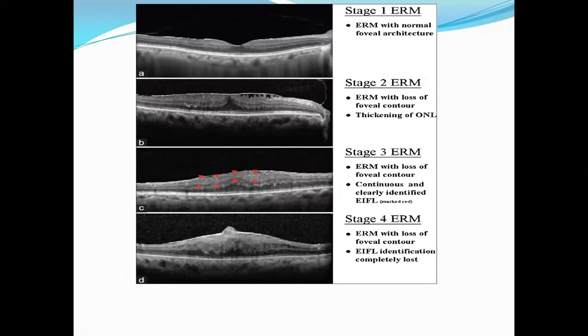So depending upon the presence or absence of this EIFL, there is a newer staging on the basis of OCT. There is a newer staging of epiretinal membrane where stage 1 is presence of epiretinal membrane with normal foveal contour or normal architecture of the retina. Stage 2 is an epiretinal membrane with loss of foveal contour and thickening of the outer nuclear layer. Stage 3 is an epiretinal membrane with loss of foveal contour and with inner ectopic layers. And stage 4 is with continued traction, you will see an epiretinal membrane with loss of foveal contour, but here the ectopic inner foveal layers are also lost.